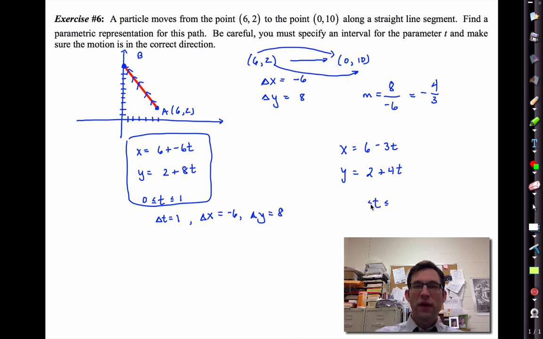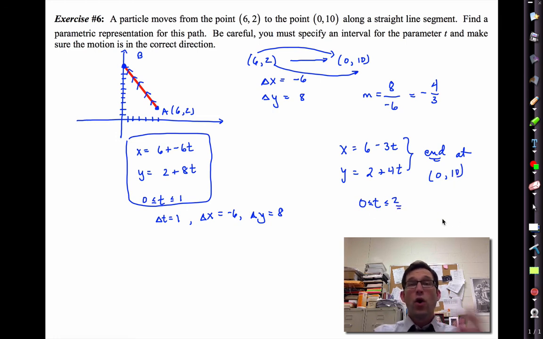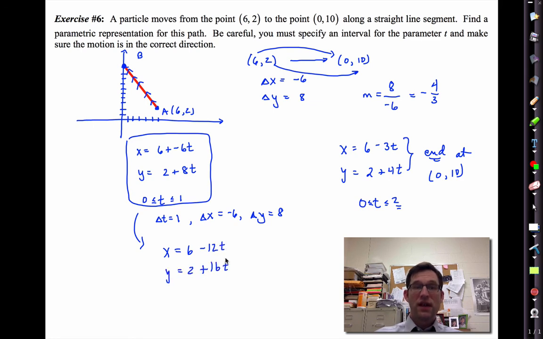And I really want you to think about this a little bit. What would be t? Lowest level is 0, but what's our highest level now? It would have to go all the way to 2, right? In order to have this set of curves end, and that's the key, end at point B, (0, 10), t has to go all the way to 2, right? Do you see that? We could do all sorts of things. For instance, we could take this thing and we could rewrite it as x equals 6 minus 12t, and y equals 2 plus 16t. And again, the slope's correct, 16 to negative 12.